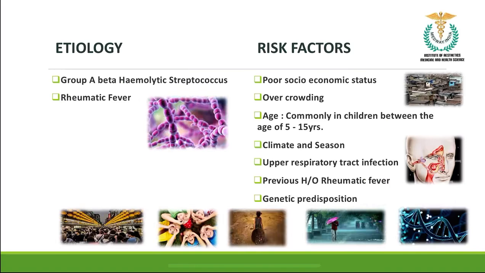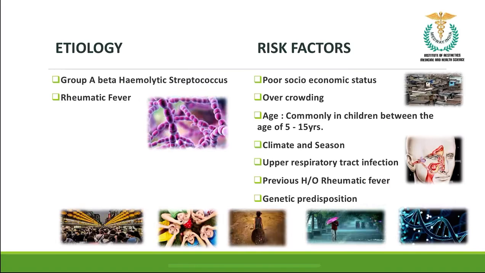Coming to the risk factors. Who all are more at risk of getting rheumatic heart disease? First one is poor socio-economic status. People who are poor and of low socio-economic conditions are very prone to get RHD, that is rheumatic heart disease. Overcrowding. People who are living in a slum or damp area, or where the population is very high, are more prone to get RHD.